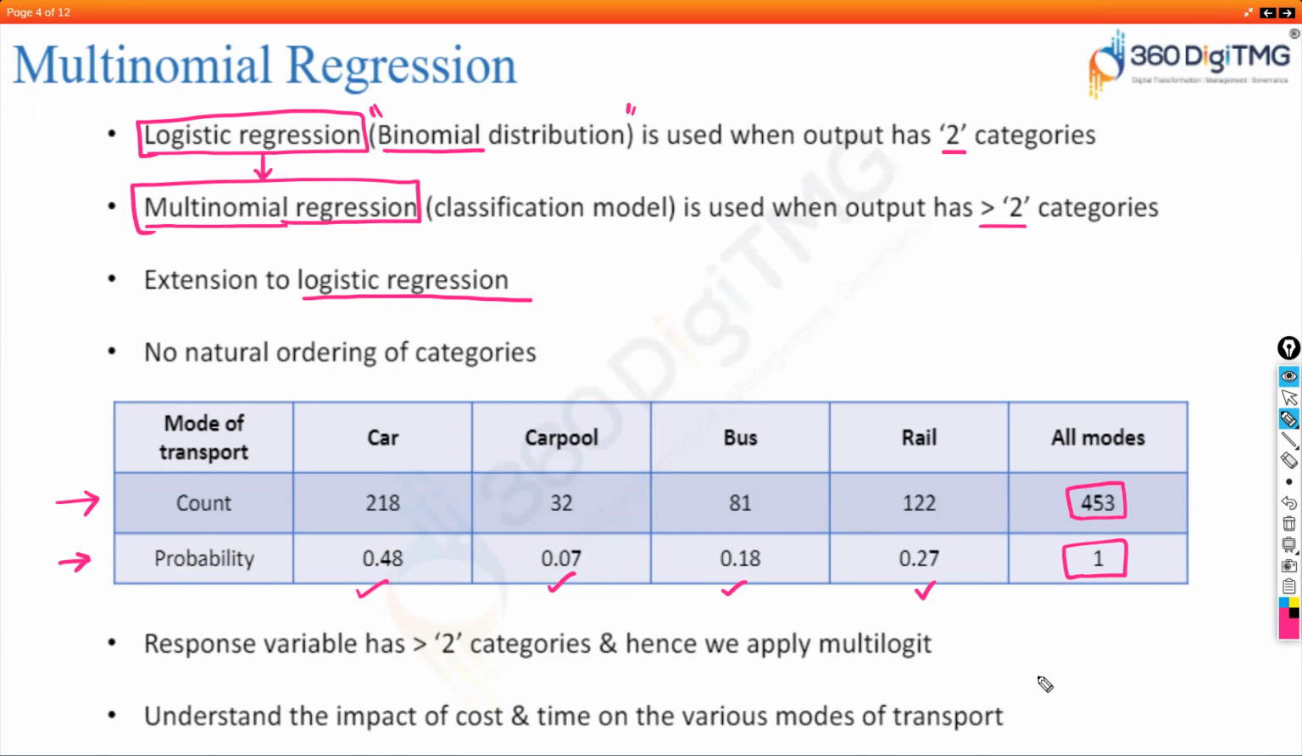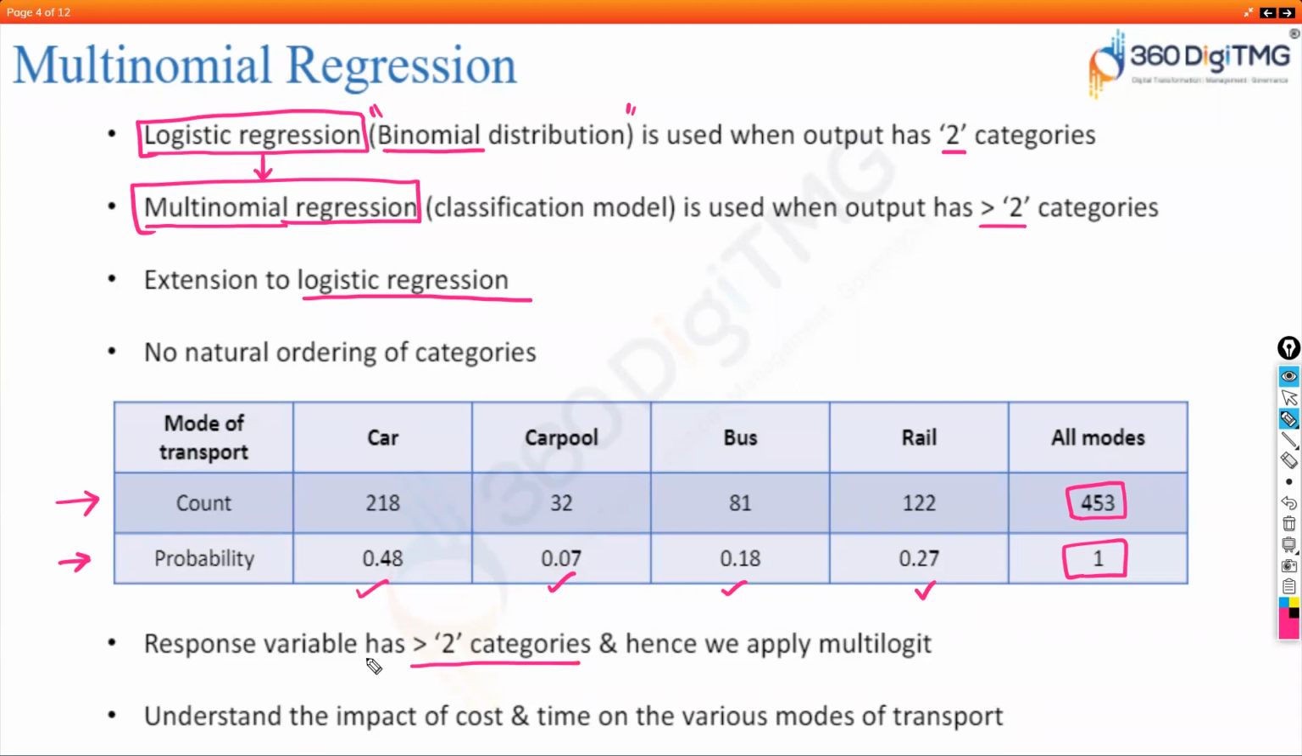Okay. And when do you apply multinomial? Multinomial is nothing but multiple logistic regression. You can think about that as a multiple logistic regression. So here, when the response variable or output variable has more than 2 categories, we do that.